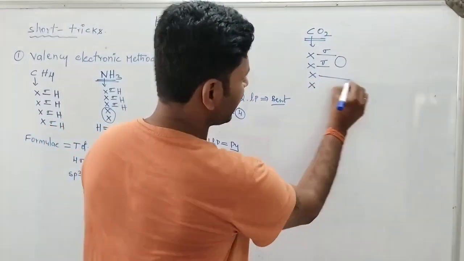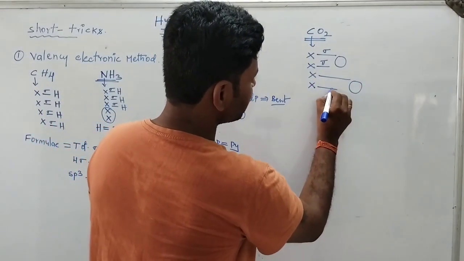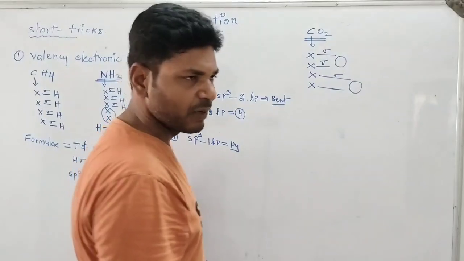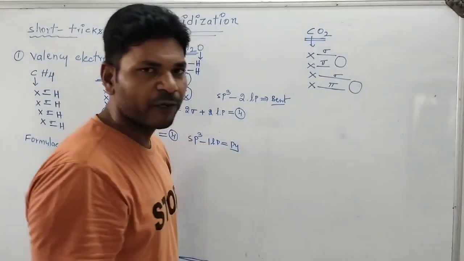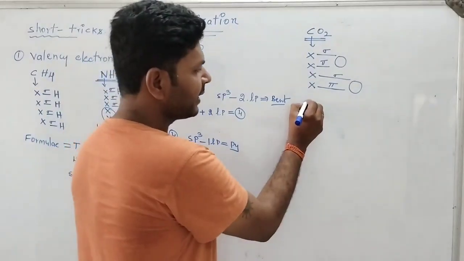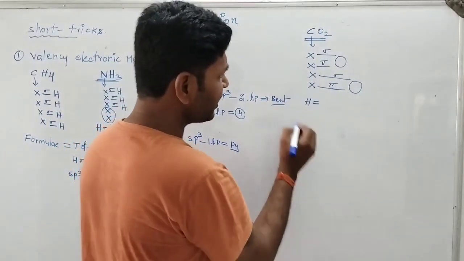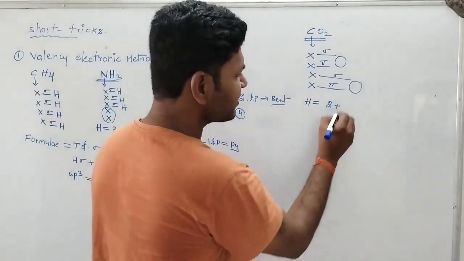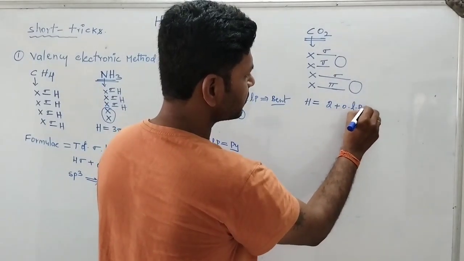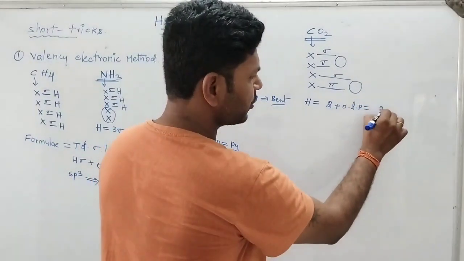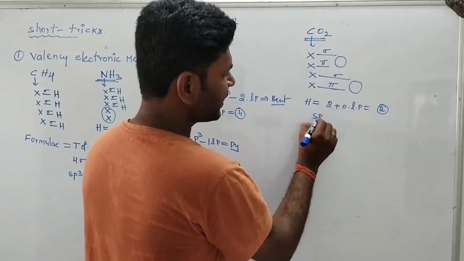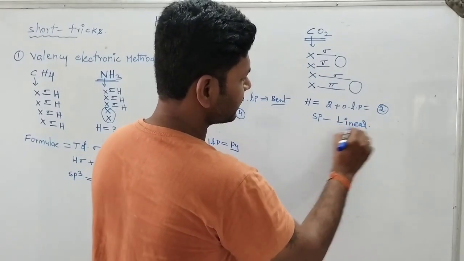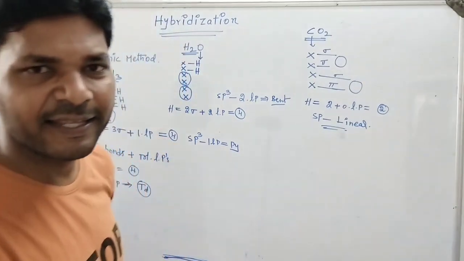Next, here one more oxygen atom is also there. So again we take 2 electrons towards the other oxygen atom. Here also the same thing, 1 sigma bond, 1 pi bond. Then what is the hybridization? Hybridization H equals total sigma bonds 2 plus total lone pairs 0. So 2 plus 0, 2. 2 means what? sp. sp hybridization and the molecular geometry is linear. Okay.